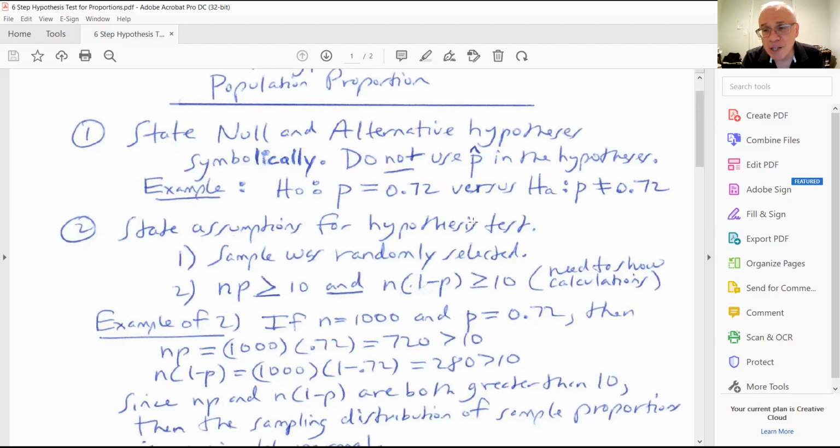I've seen students just not show anything and just say, yes, it was confirmed. No, you'll get 0 for that. You have to show the calculations. So you have to replace N with the number and P with the number and show that it's bigger than or equal to 10. The same thing with N times 1 minus P. All right, need to show calculations. Please do it. How much time does it take? 3 seconds, 5 seconds? Just do it.